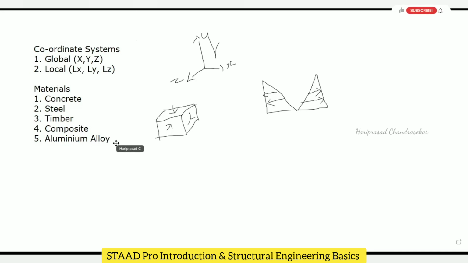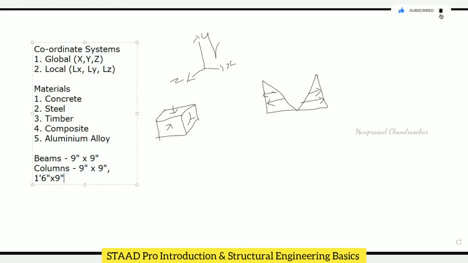Okay, next. Then you need to know some cross-sectional details and everything. For example, we have a beam. We can start with 9-inch cross 9-inch beams. And columns also, we can go for the same 9-inch cross 9-inch, or we can take 1 feet 6 inches cross 9 inches. It depends on the requirement. Accordingly here also we can choose the cross section, so 9-inch cross 1 feet 6 inches depth, like that.